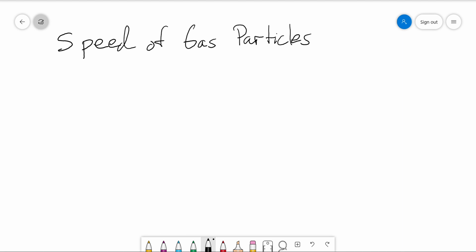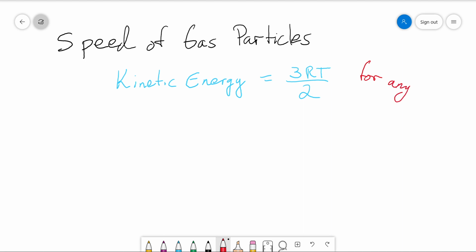Okay, the kinetic energy of any gas, let's start there. It is equal to 3/2 RT, or 3RT over 2. Okay. So what does that mean? That's for any gas, and at least any ideal gas.